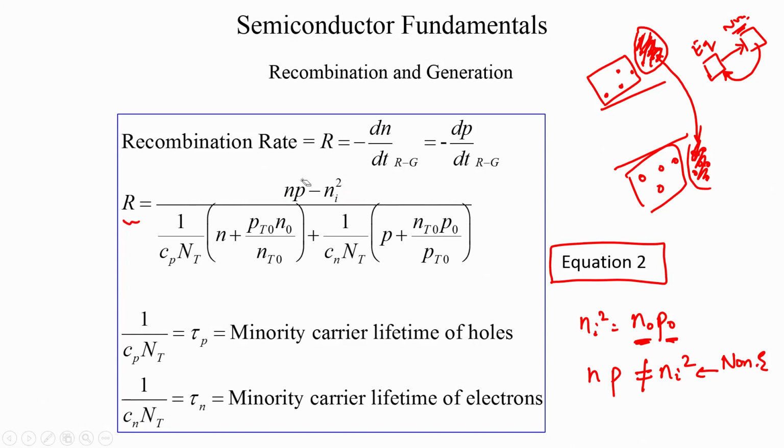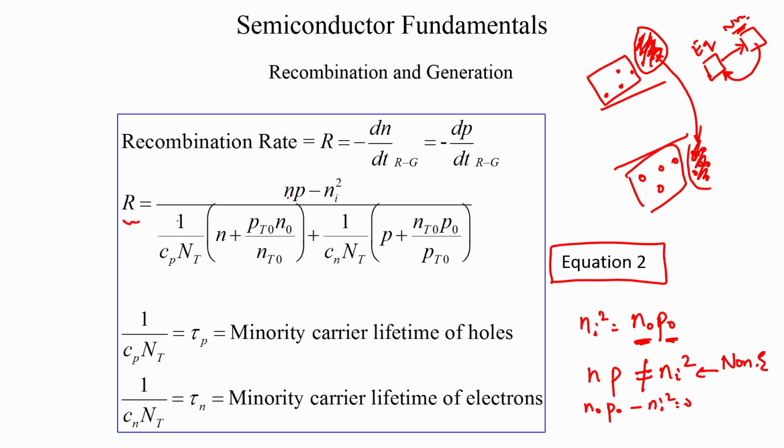So, if we were in equilibrium, NP would have been equal to N0 P0, and NP minus Ni square would have been 0, or this numerator would have been 0, and there is no need for any recombination rate. On the other hand, if you are in non-equilibrium, NP is not equal to Ni square, and that deviation from Ni square is what is determining the recombination rate.